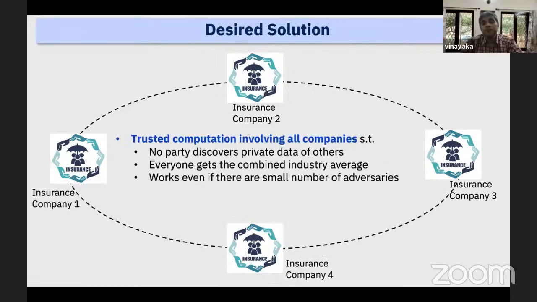And a desired solution, how will it look like? It will be a trusted computation involving all these parties, such that no party discovers the private data of others. Everyone gets the combined industry average. And even if there are some small number of adversaries, imagine there are 10 such companies, and one of them is not behaving well, even then the protocol should work correctly.